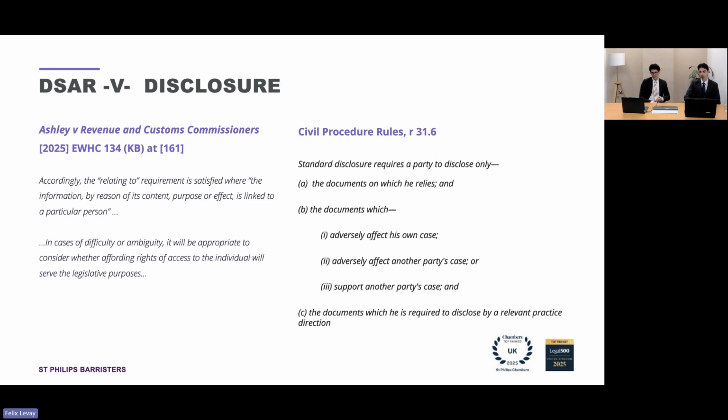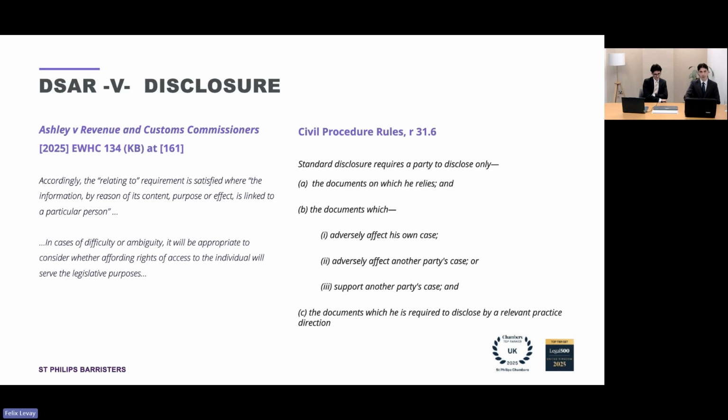Just thinking about how things might differ, we've put on the slide there the case of Ashley and Revenue and Customs Commissioners, which is a very recent High Court case. In Ashley, the claimant essentially wanted to know about how his properties were valued. The question was whether the data was relating to him, the person. It was found that he was entitled to data that was concerning his properties, but he wasn't entitled to all the information generated in the investigation, nor HMRC's internal processes.